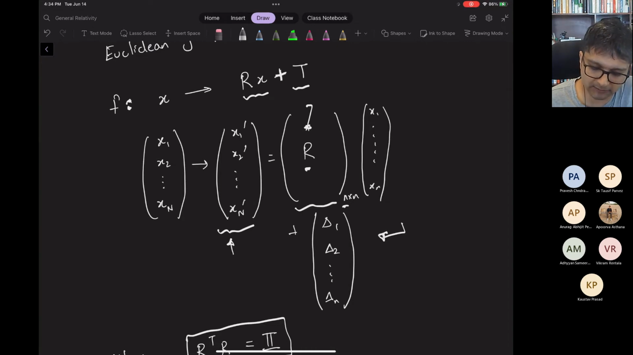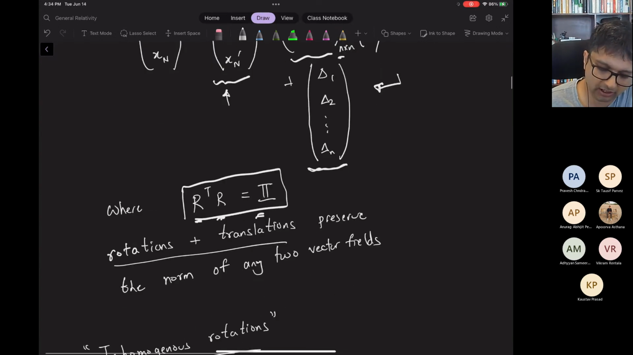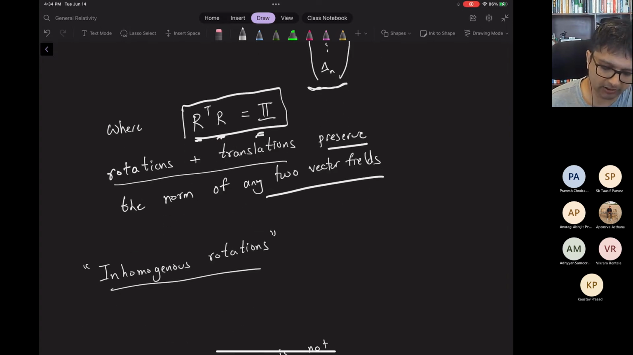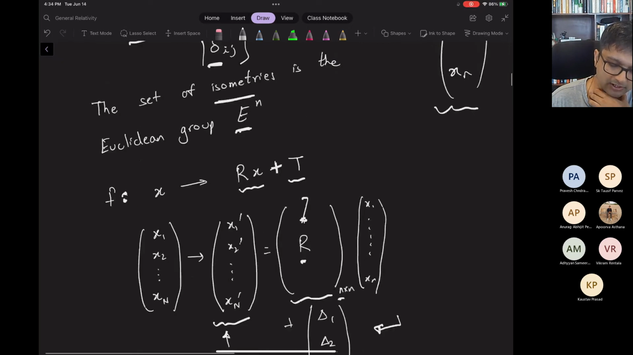So rotations plus translations, that is constant shifts in the x, y, or z directions. Rotations plus translations together preserve the norm of any two vector fields. This is the claim. And these are called inhomogeneous rotations. So that is their rotations, but they also allow for translations.